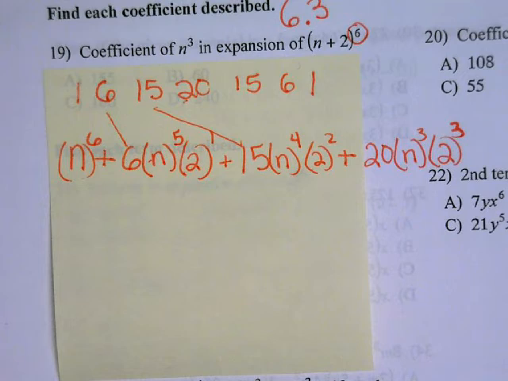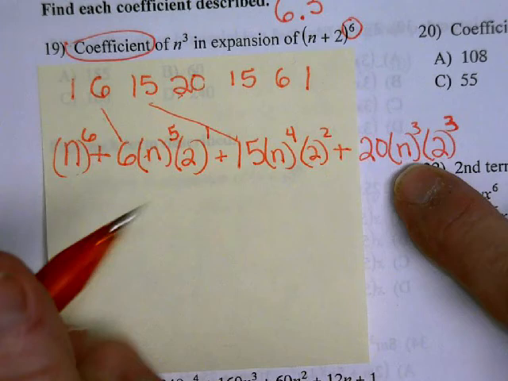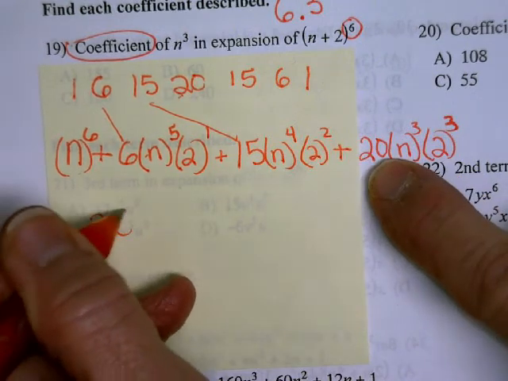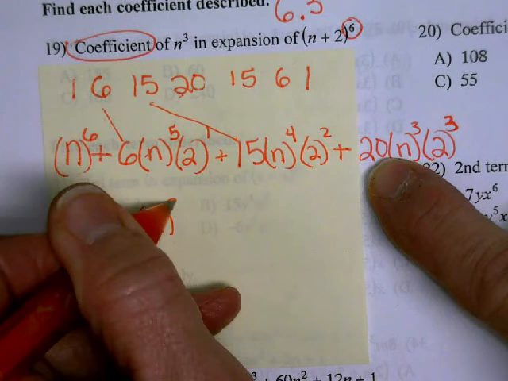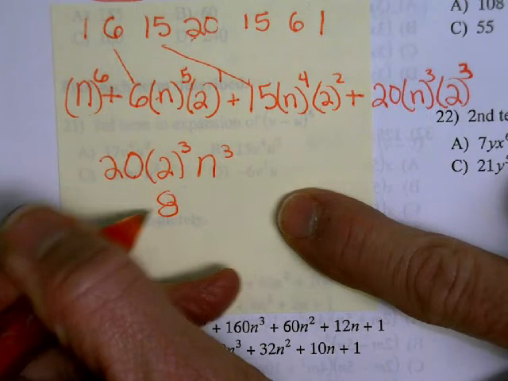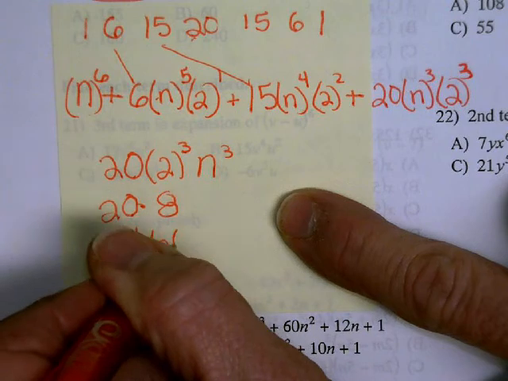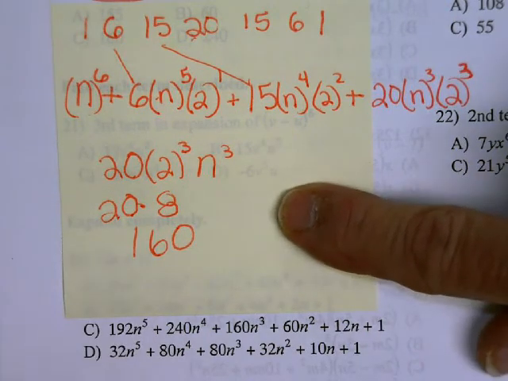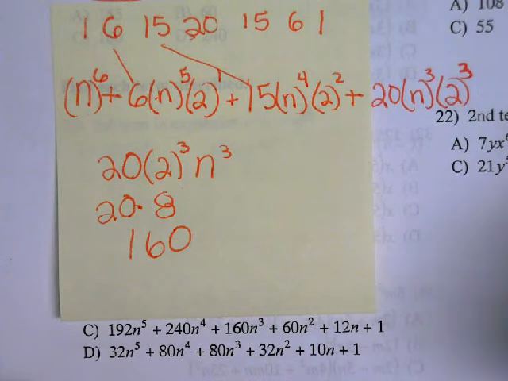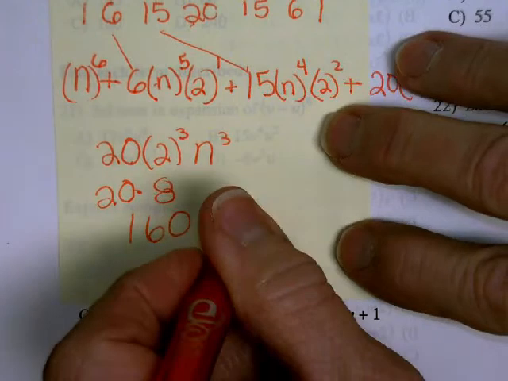This is the coefficient I want. So my coefficient is what's being multiplied in front of n to the third. And that's 20 times 2 to the third times n to the third. And so 2 to the third is 8, times 20 is 160. Right page here. See, it is.